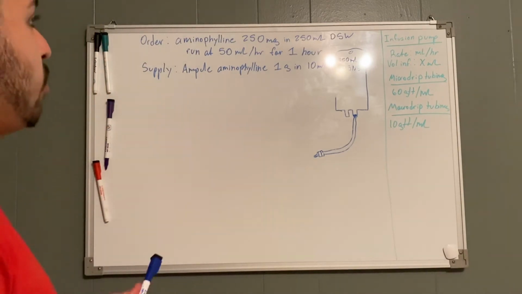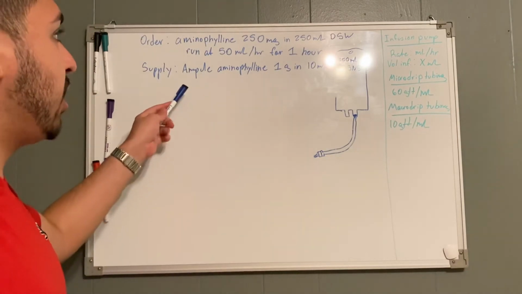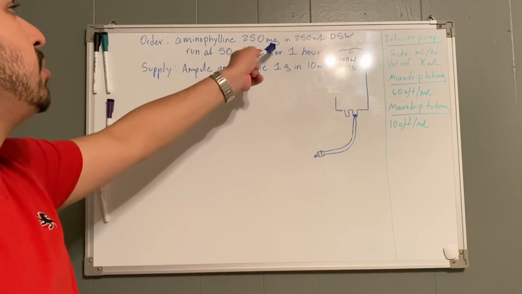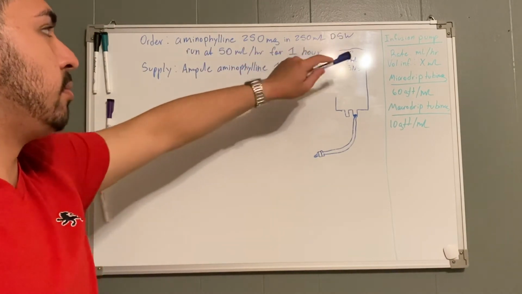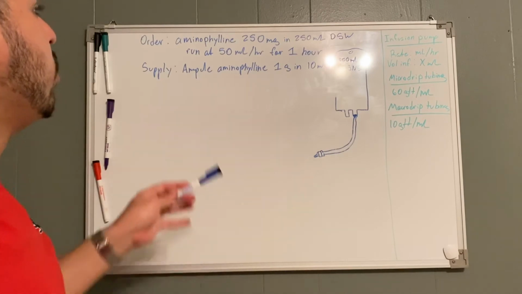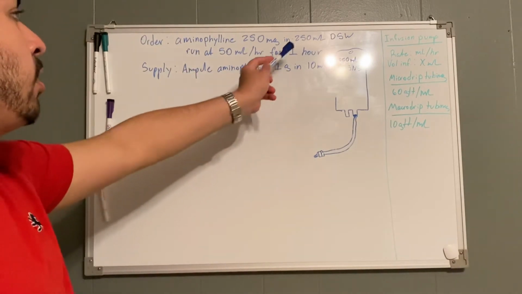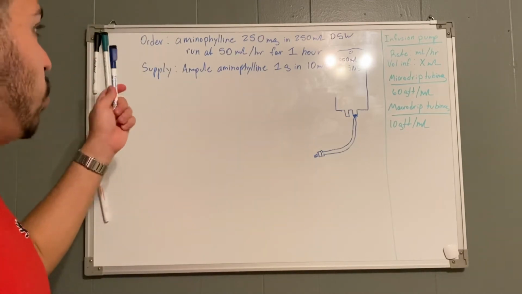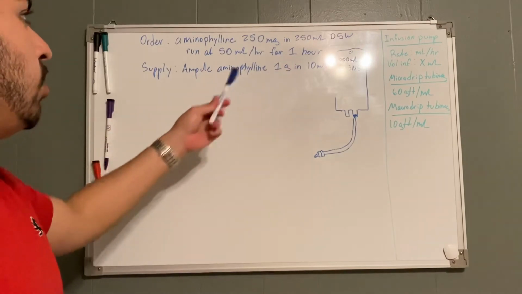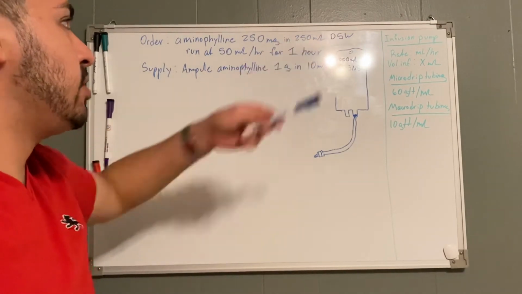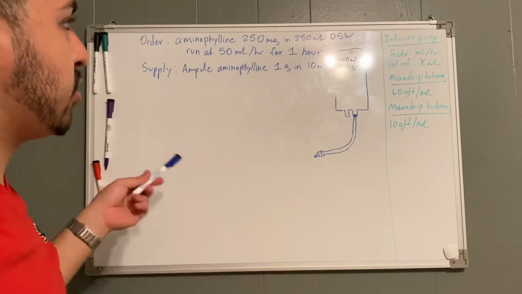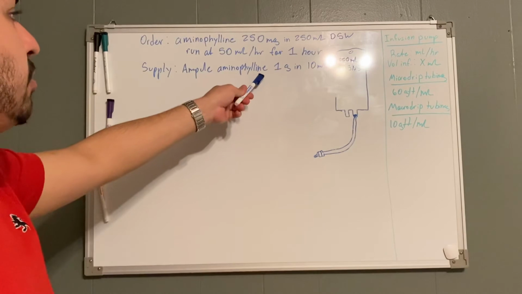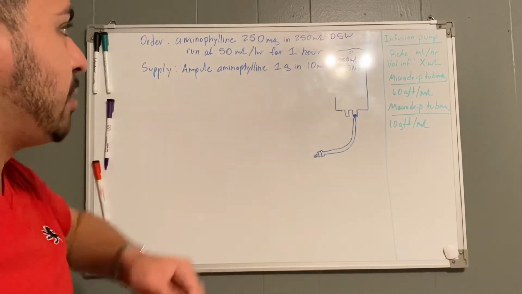So with this situation here, we have an order to give aminophylline 250 milligrams in 250 milliliters of dextrose 5% in water. We have to run it at 50 milliliters per hour for 1 hour. On supply, we have, well, I didn't write it out, but we have the bag of fluids, 250 milliliters of dextrose 5% in water. And we have an ampule of aminophylline, 1 gram in 10 milliliters.